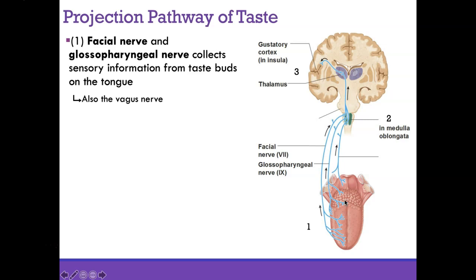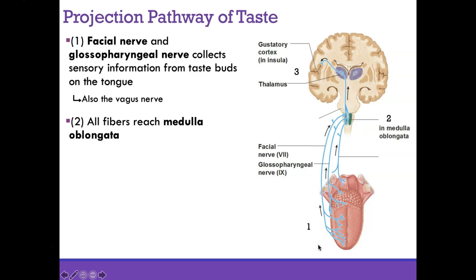So these taste cells release neurotransmitters that get sent to the facial nerve and the glossopharyngeal nerve. So the taste buds send their information to the two cranial nerves. Those all go to the medulla in the brainstem.